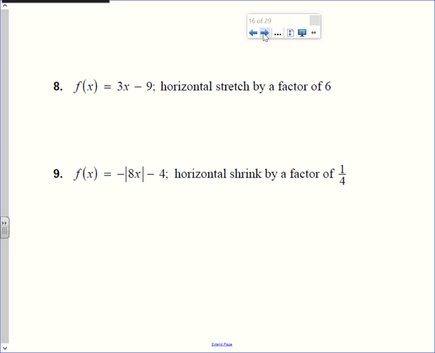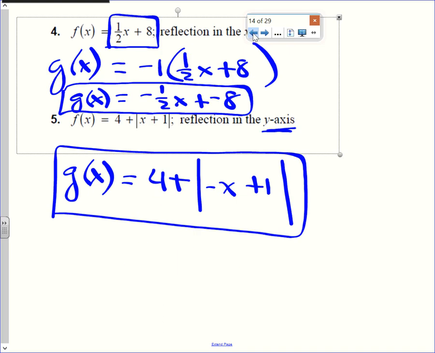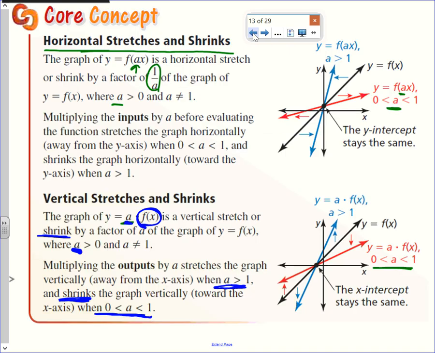All right, number 8. Now we're talking horizontal by a factor of 6. So horizontal stretches or shrinks. Let's see, what do I have to multiply? The input or the output? Horizontal, look at it, it's on your notes. I'm multiplying the input only by a value of a.